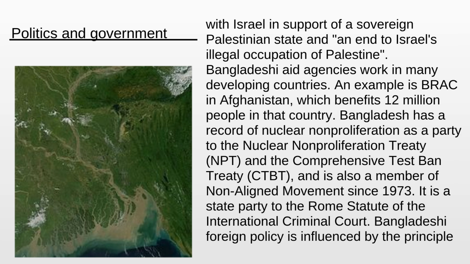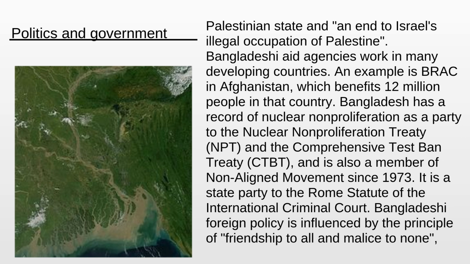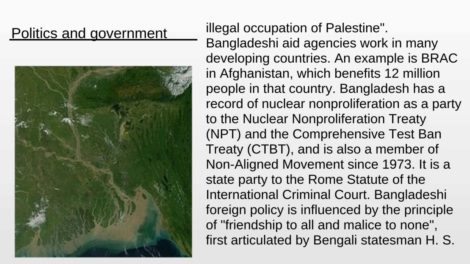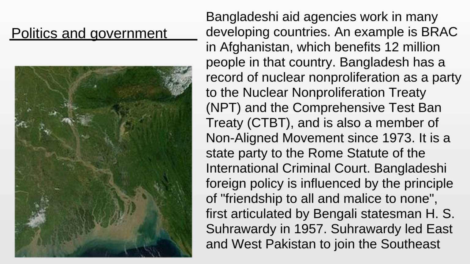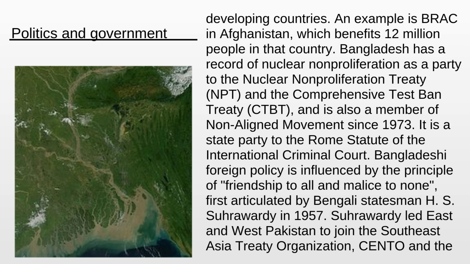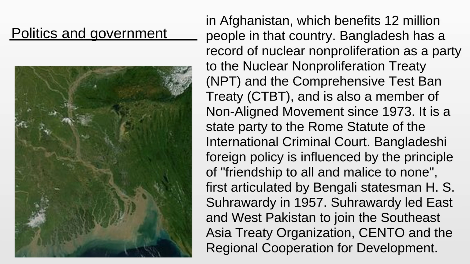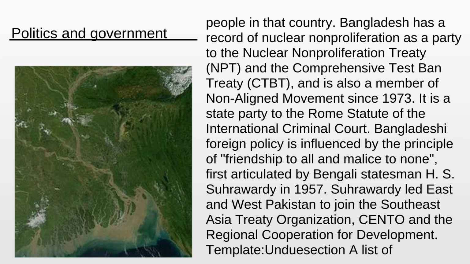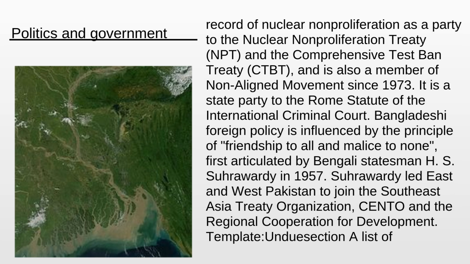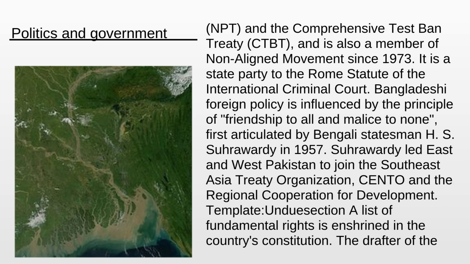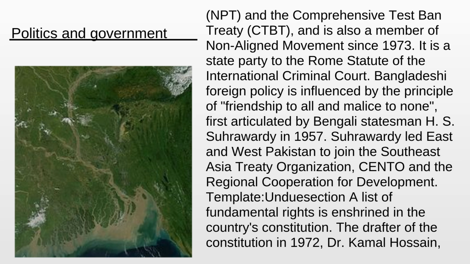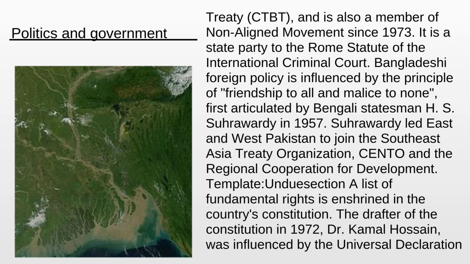Bangladeshi aid agencies work in many developing countries. An example is BRAC in Afghanistan, which benefits 12 million people in that country. Bangladesh has a record of nuclear non-proliferation as a party to the Nuclear Non-Proliferation Treaty, NPT, and the Comprehensive Test Ban Treaty, CTBT, and is also a member of the Non-Aligned Movement since 1973. It is a state party to the Rome Statute of the International Criminal Court.